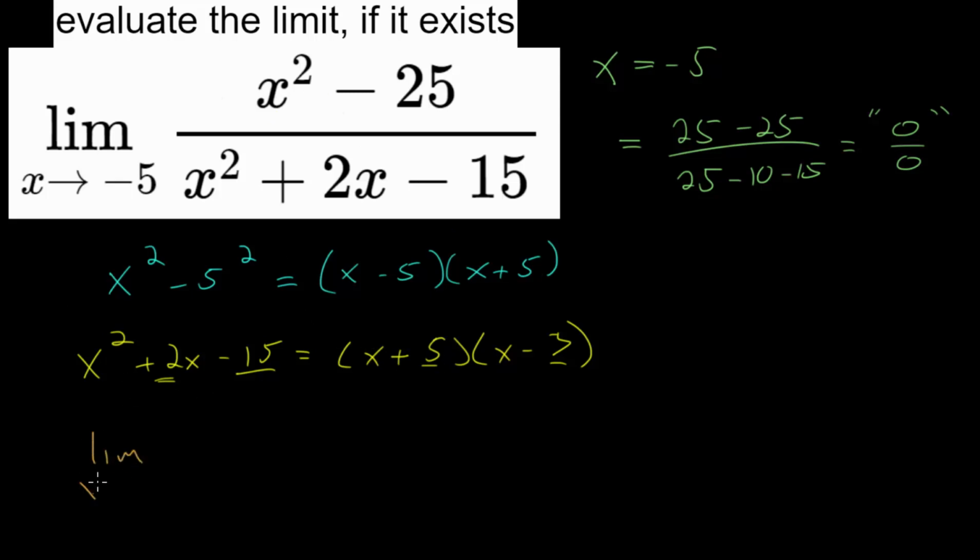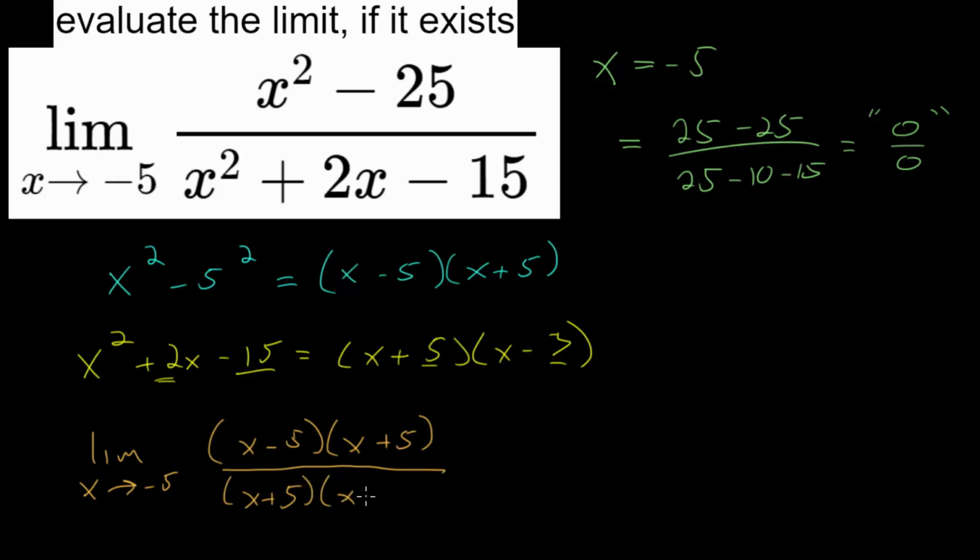So at this point, let's plug in what we now know about our limit. We have the limit as x approaches -5 of our difference of two squares, which is x minus 5 multiplied by x plus 5, all divided by x plus 5 multiplied by x minus 3. And notice that this factor of x plus 5 is in the numerator and denominator, and we can cancel it out since something divided by itself is always 1. And once we do that, now we can actually evaluate this limit by just plugging in -5, since we will no longer end up with division by 0.